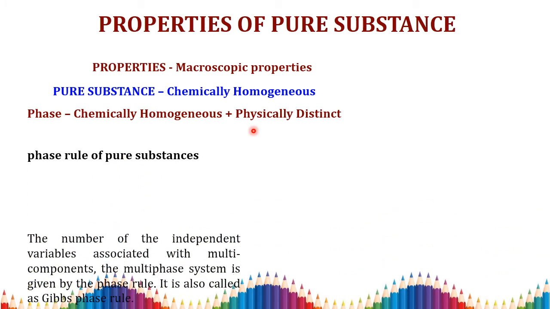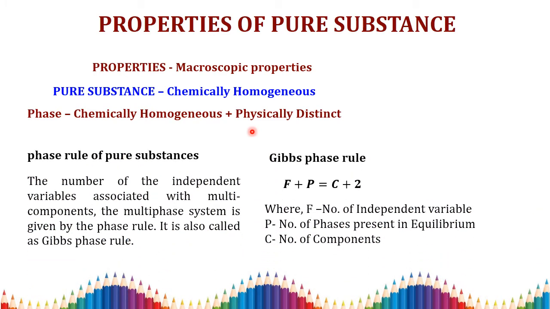Then we need to know about the phase rule of a pure substance. We have different types of characteristic curves, and we also need to know about this phase rule. Why is this phase rule important? If you need to derive one state of a system, we need to identify how many variables are needed to represent a state. For that we go for the Gibbs phase rule.